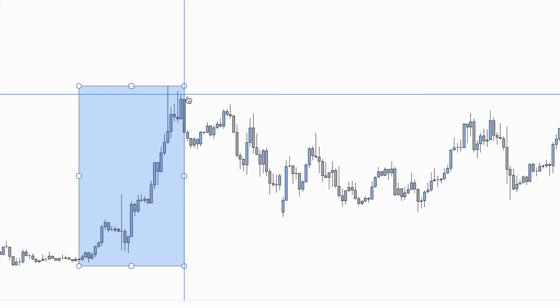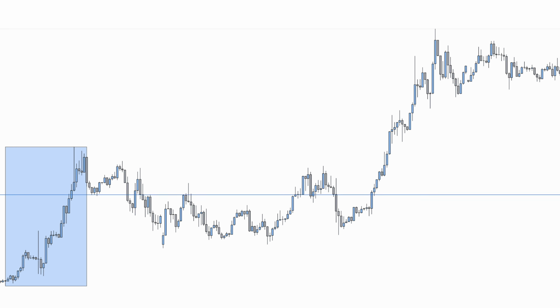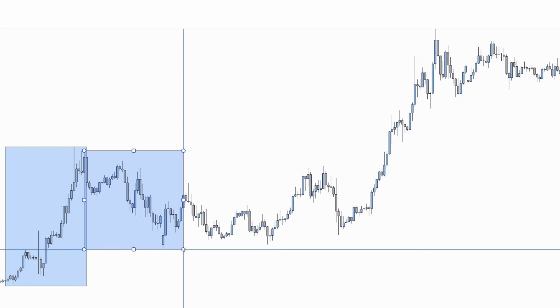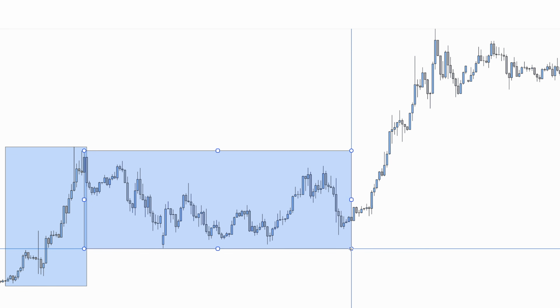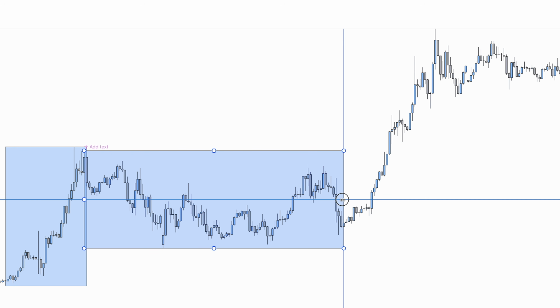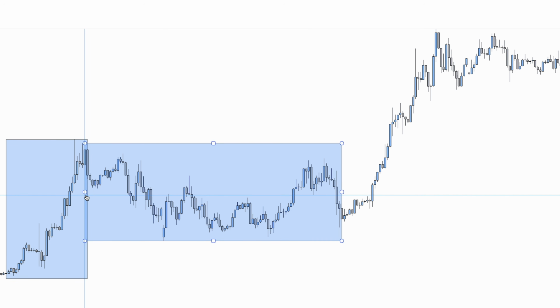Now, if we look at the pullback move from the high to the low, so our high is going to be here. Realistically, we didn't kick off until about here for the next move. We can see that the pullback down, or the reversal, or the retracement, took a very long time.